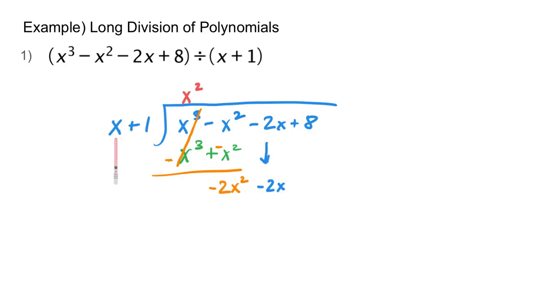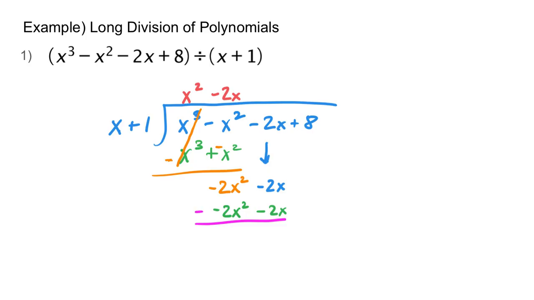So I'll figure out what times x will give me negative 2x squared. You should be saying negative 2x. That's correct, because negative 2x times x gives me negative 2x squared. And now I'll do negative 2x times 1, which will give me negative 2x. Just like I did with the last problem, I will now change this to a subtraction problem.